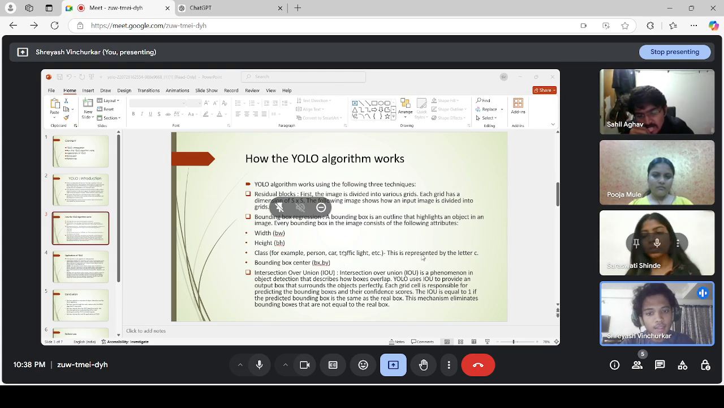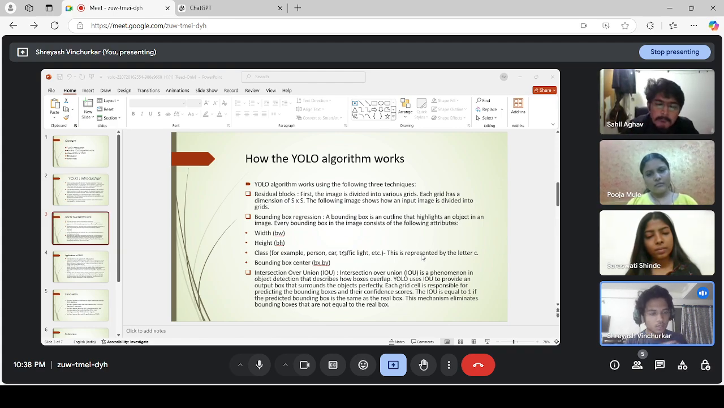And the third one is intersection over union. So what is intersection over union? It is a phenomenon in object detection that describes how boxes overlap. If the bounding boxes do overlap sometimes, it differentiates the bounding boxes. So basically, YOLO uses intersection over union to provide an output box that surrounds the objects perfectly. Each grid cell is responsible for predicting the bounding boxes and their confidence scores. The IOU is equal to 1 if the predicted bounding box is the same as the real box. This mechanism eliminates the bounding boxes that are not equal to the real box.